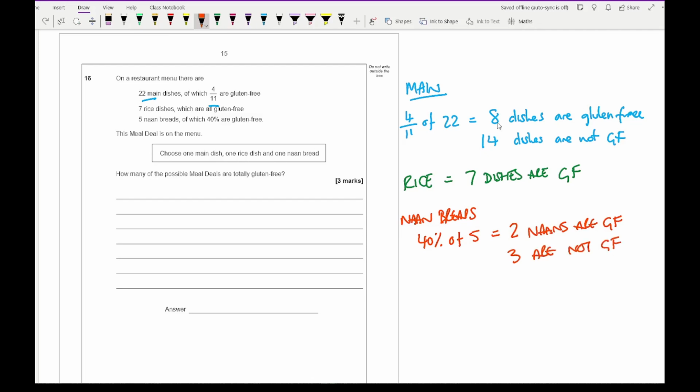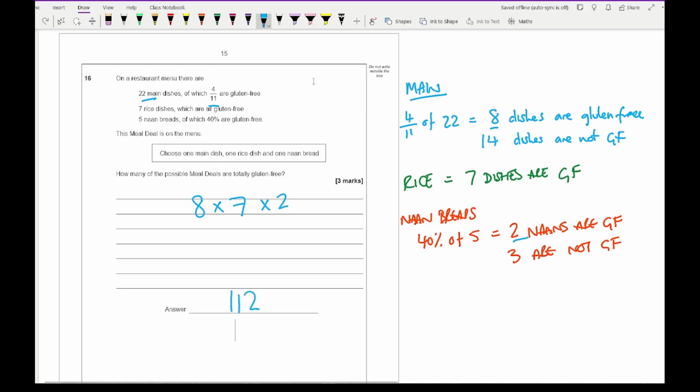Now what we need to do is first of all work out the number of possible gluten-free meal deals that we could have. So for this we've got 8 multiplied by 7 multiplied by 2. All you do is multiply the options together, so here we've got 56 times 2, which gives me 112.